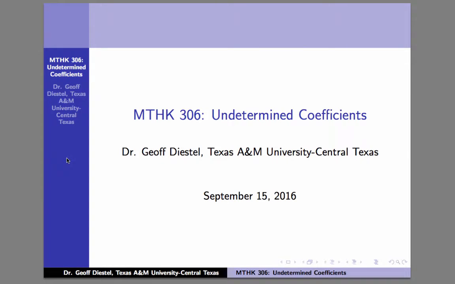All right, so now we're going to move on to a topic called the method of undetermined coefficients. We've just got done talking about how to solve the homogeneous part of a linear differential equation with constant coefficients. Now we're going to consider the case where the right-hand side of our equation isn't just zero, but some function.